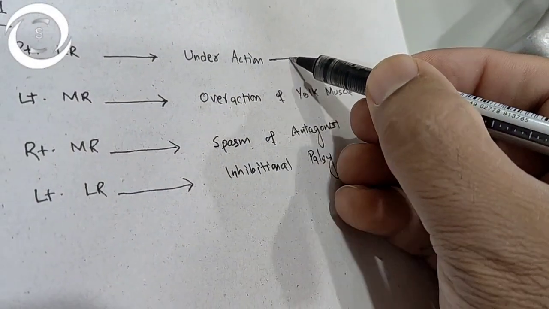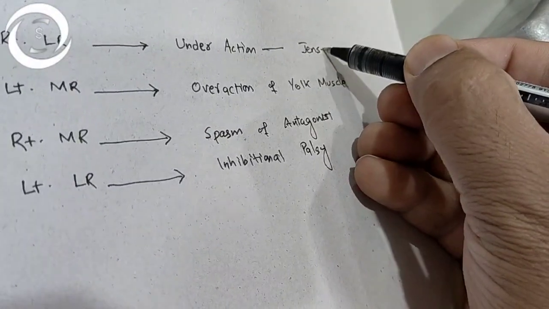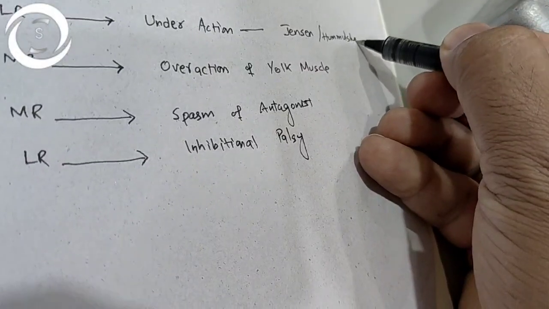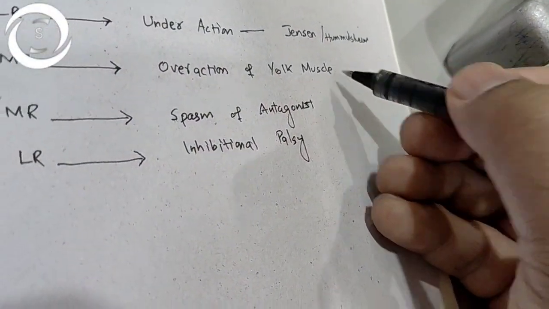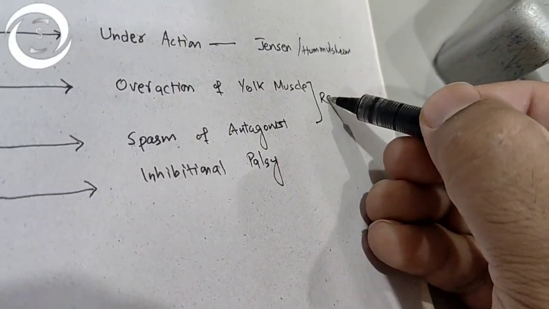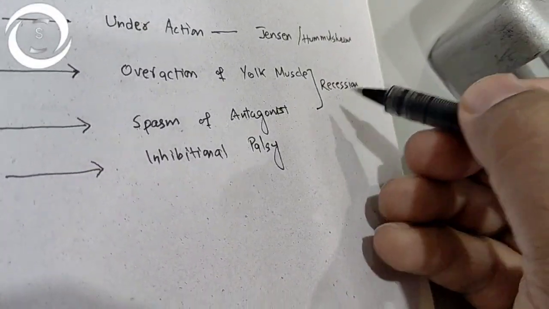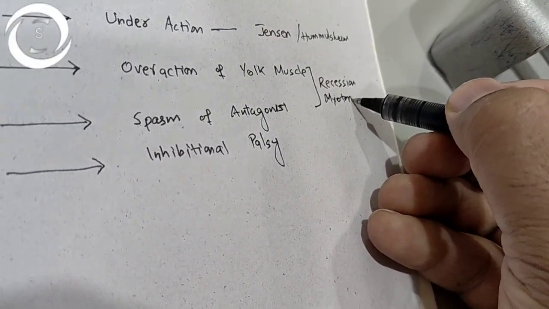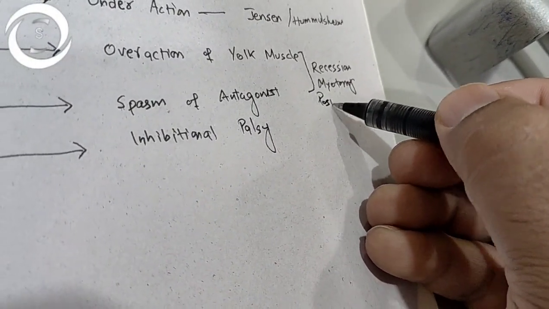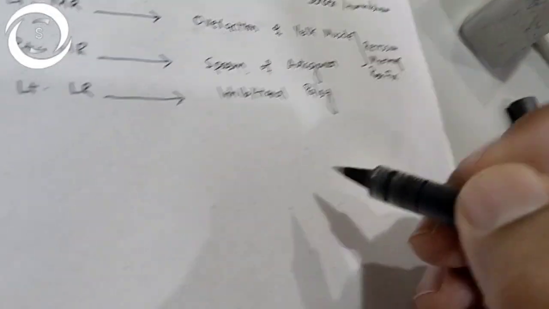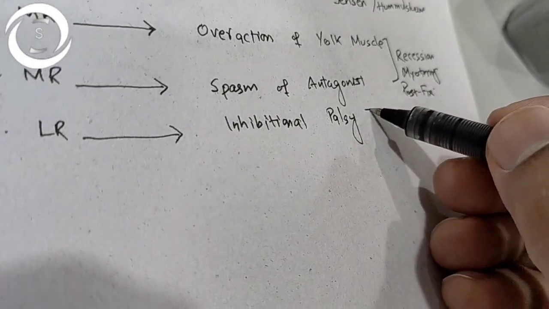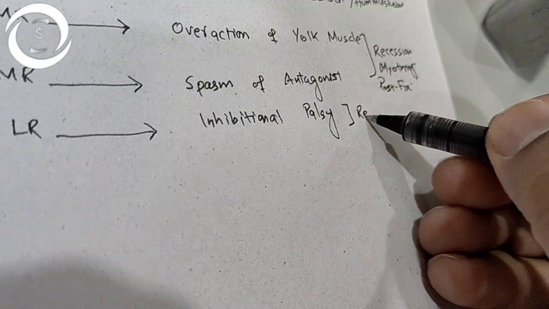The underaction can be treated with Jensen or Hummelsheim procedure. Overaction of the yoke muscle and the spasm of the antagonist can both be treated with muscle recession, myotomies, posterior fixation sutures. The left lateral rectus, which goes into the inhibitional palsy, can also be strengthened by resection.